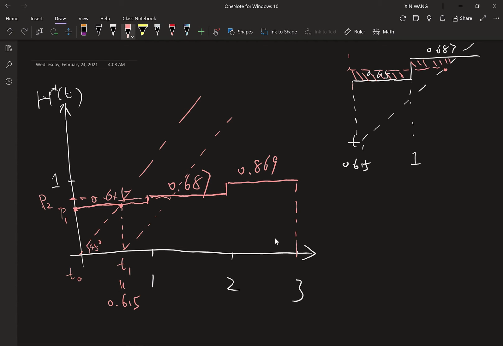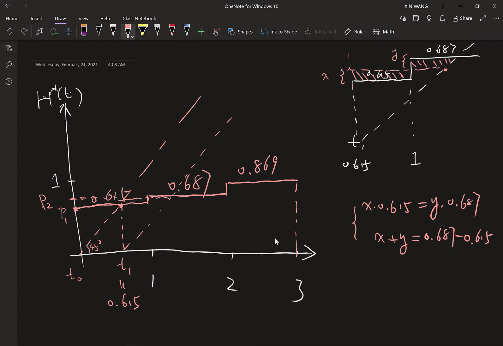So in this case, we can approximately calculate that. This height, let's say, is x. This height, let's say, is y. We have x times 0.615 should be equal to y times 0.687. And then x plus y should be 0.687 minus 0.615.